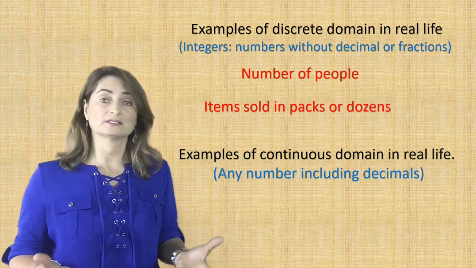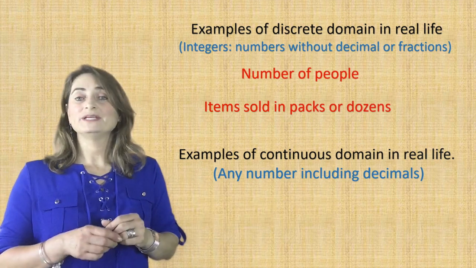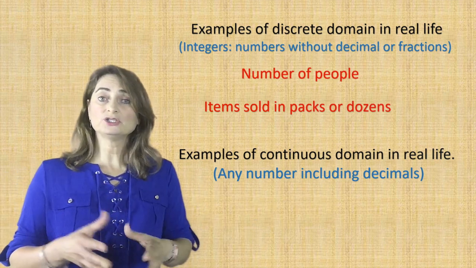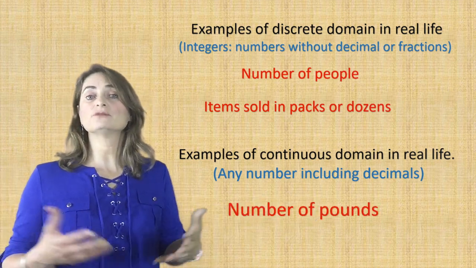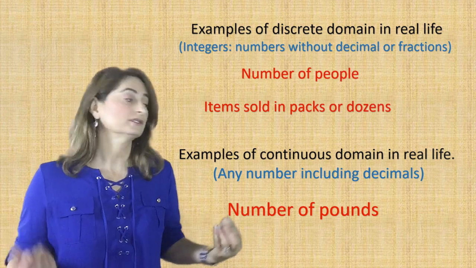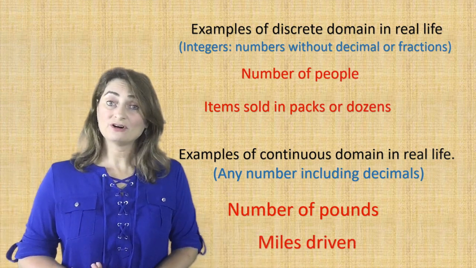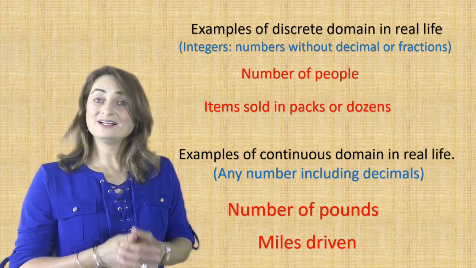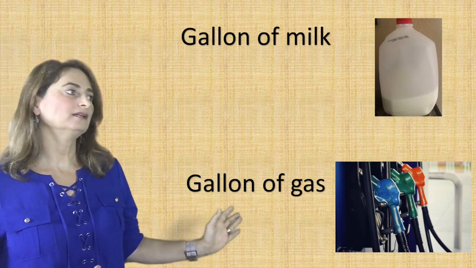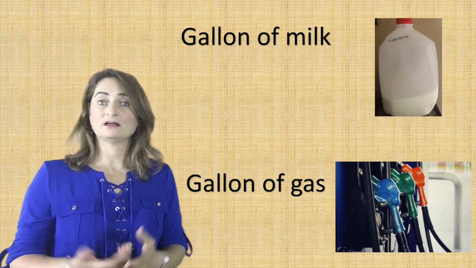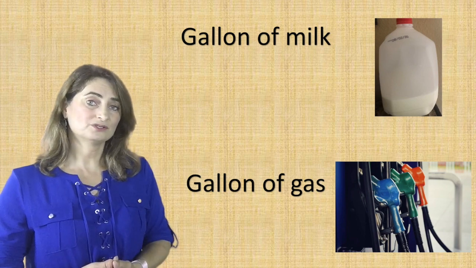Now, examples of continuous domain in real life could be any number, whether it's an integer or a decimal. For example, the number of pounds you buy from the store, apples, tomatoes, whatever you're trying to buy from the store, or the miles driven in your car. But you still have to think about the context of the problem when it comes to real life. For example, look at a gallon of milk and a gallon of gas. Are they discrete domain or are they continuous domain?